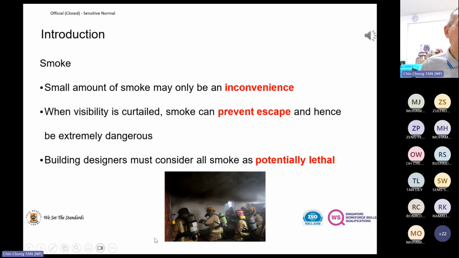Okay, smoke. A small amount of smoke may be a small inconvenience, but your visibility will be affected. Building designers must consider smoke as literally lethal. Literally means deadly. That means it can cause death.